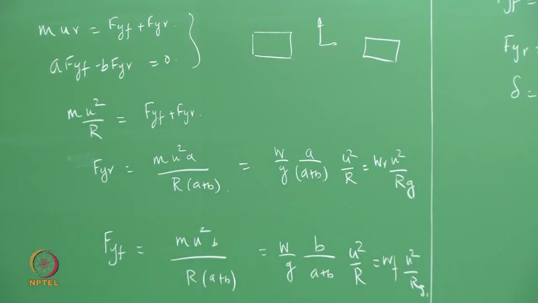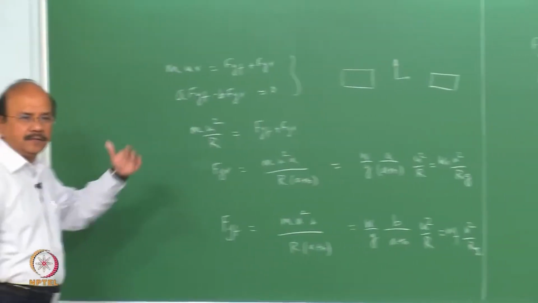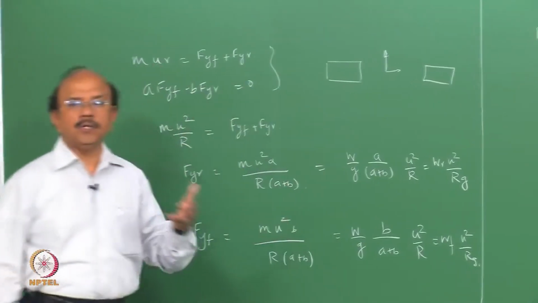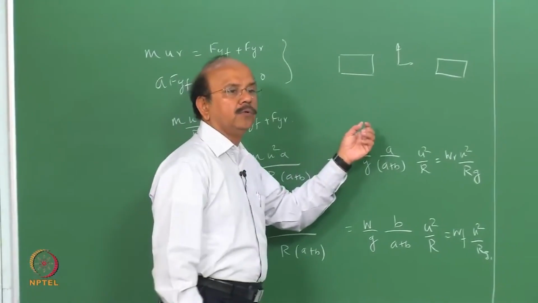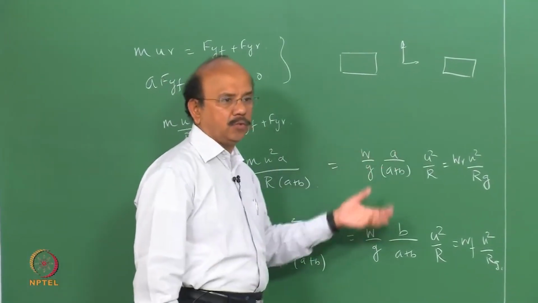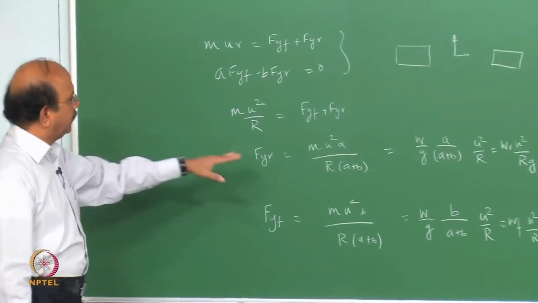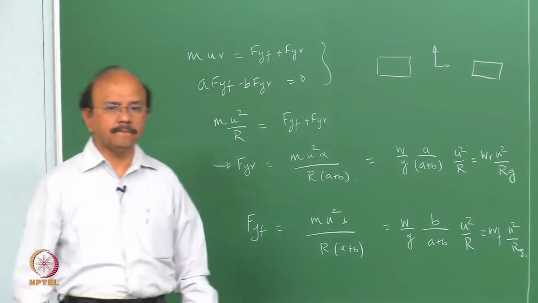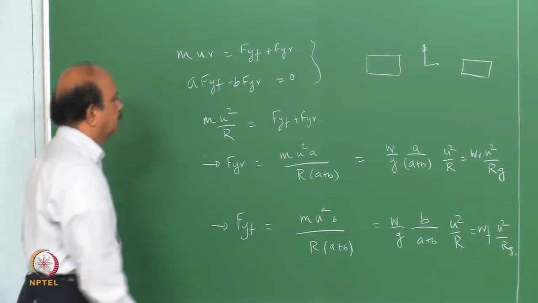Remember that one of the key conclusions that we made was that the front and the rear centripetal forces are distributed in the same fashion as the weight of the vehicle, right? So we said Wf is equal to W into B by A plus B and so on, and it's distributed in the same fashion. So Fyr can be written like this. This is what we wrote, and Fyf is written in this fashion.